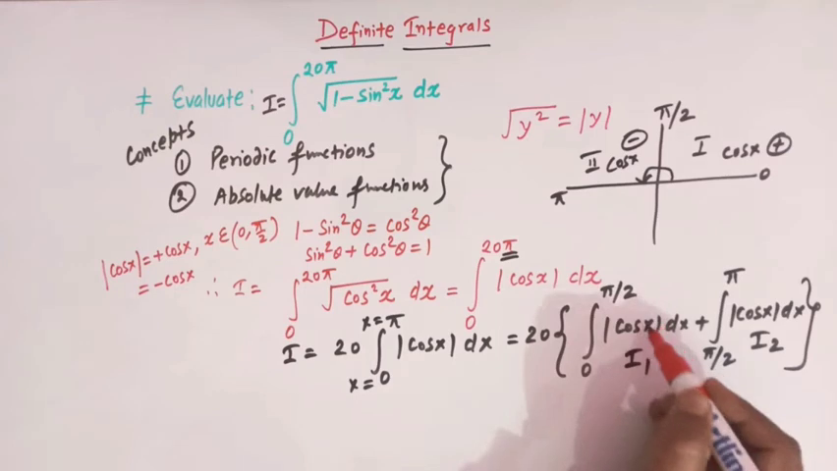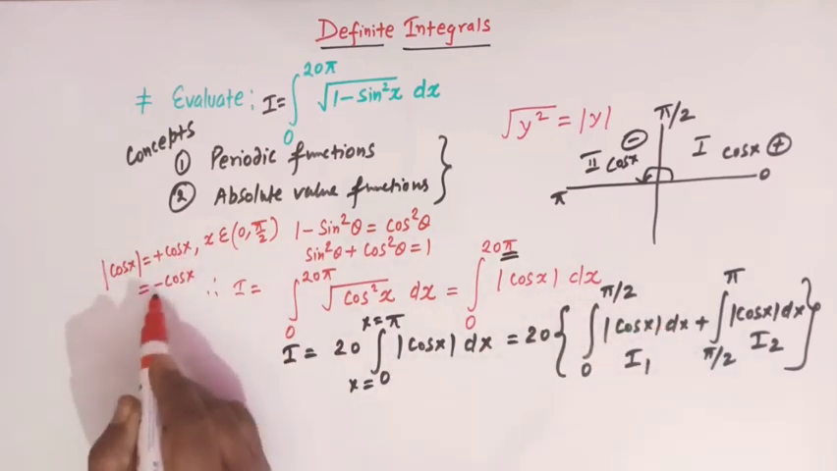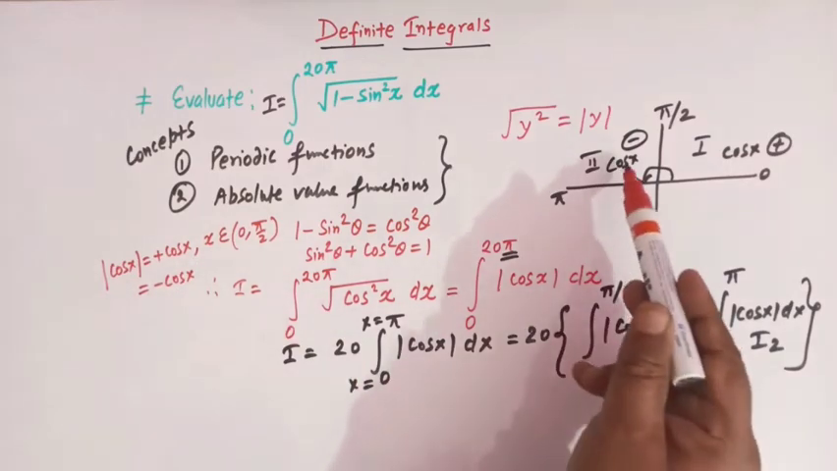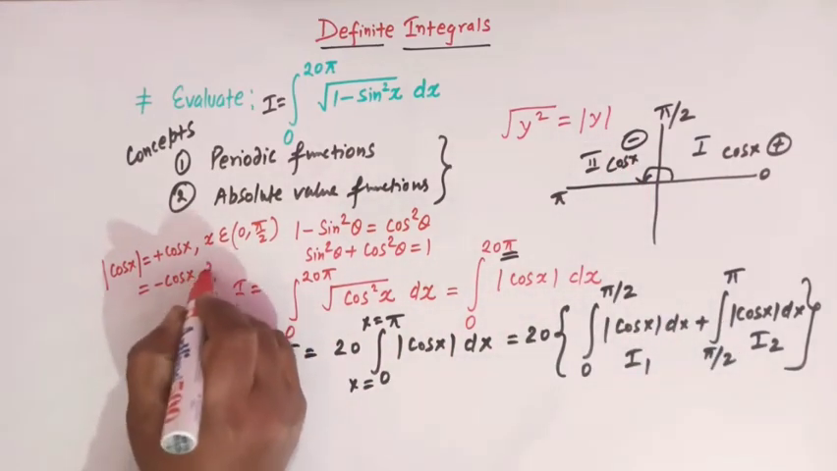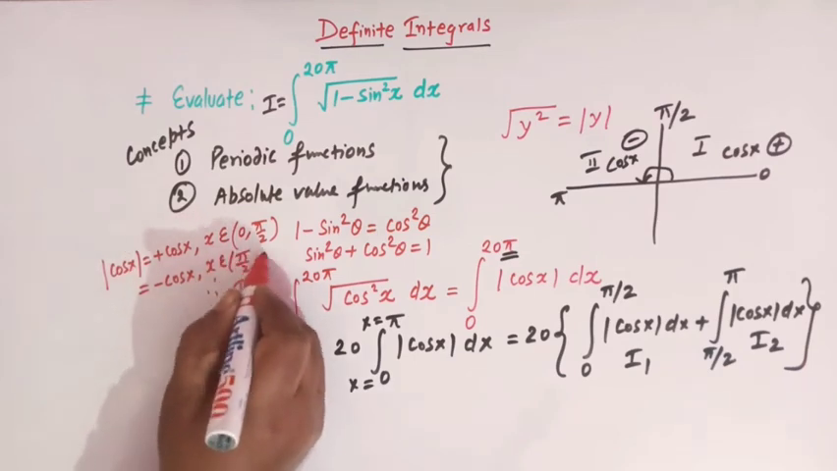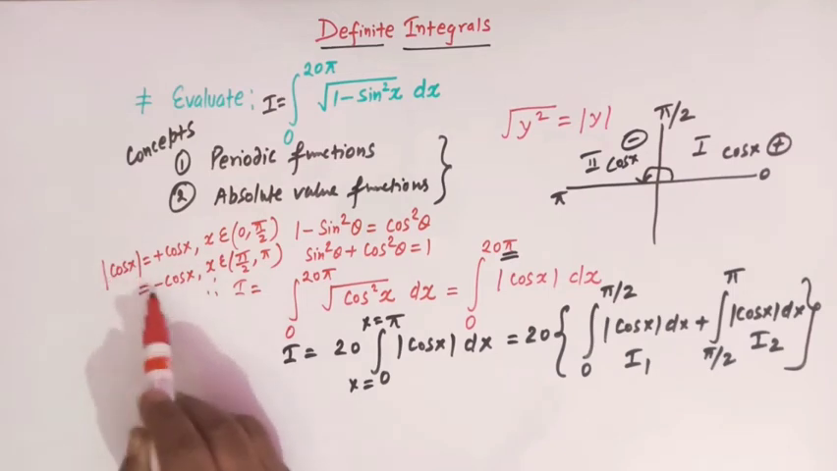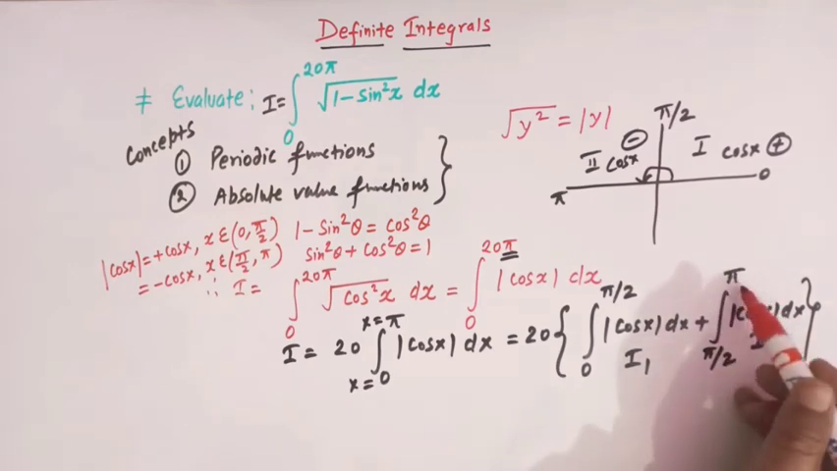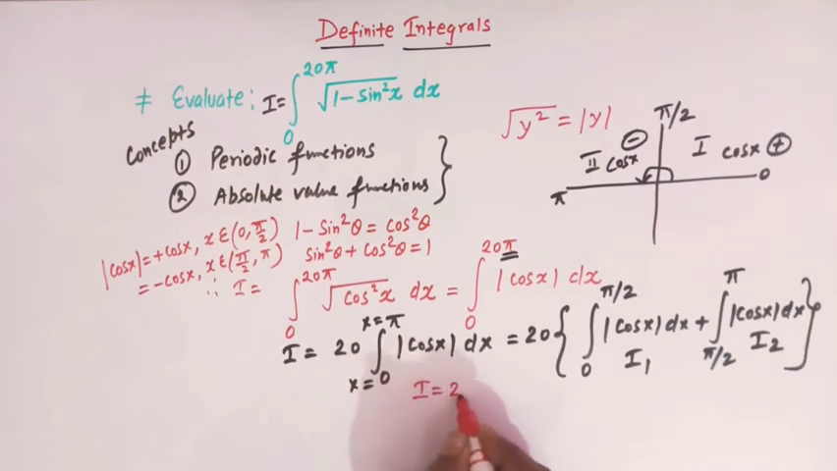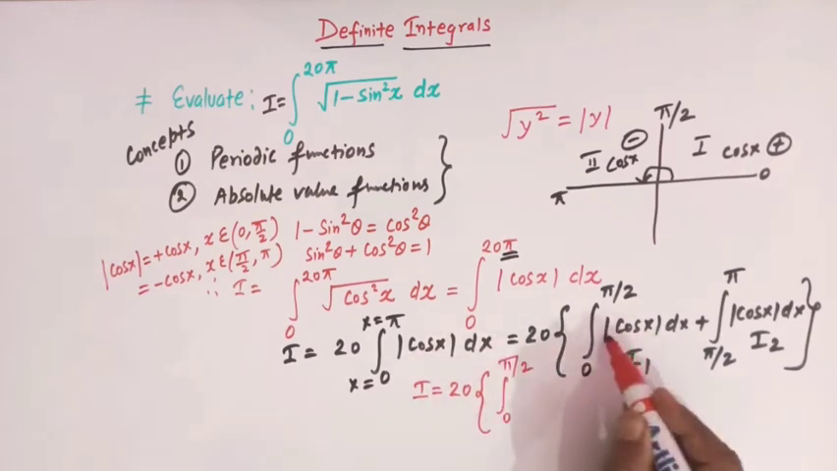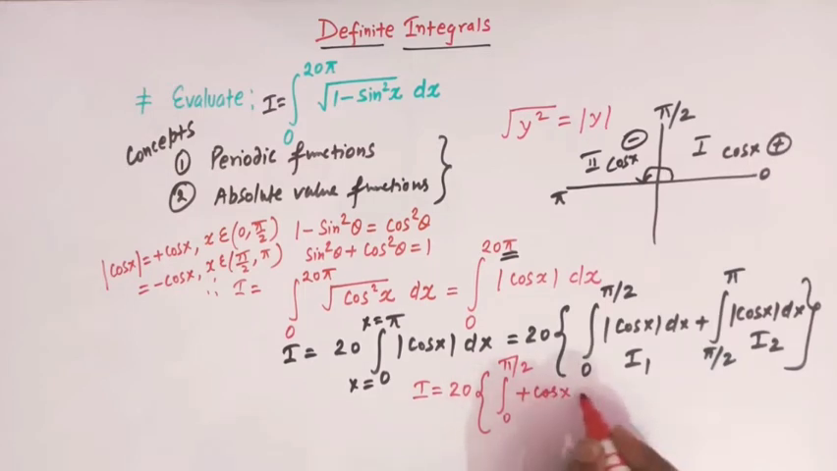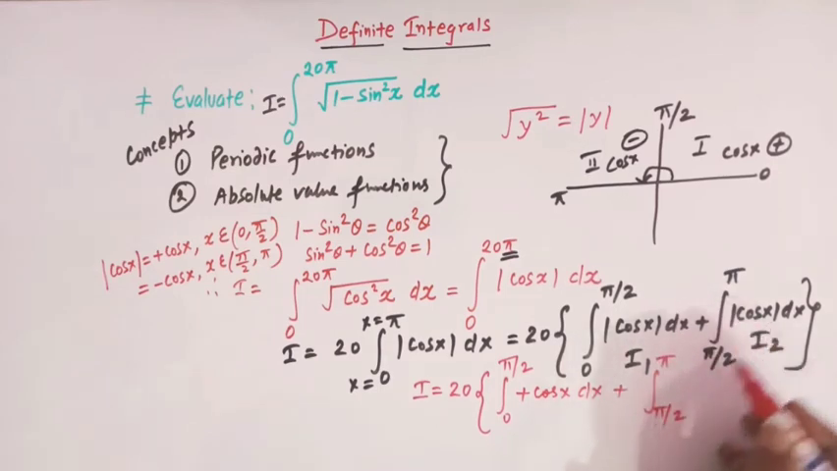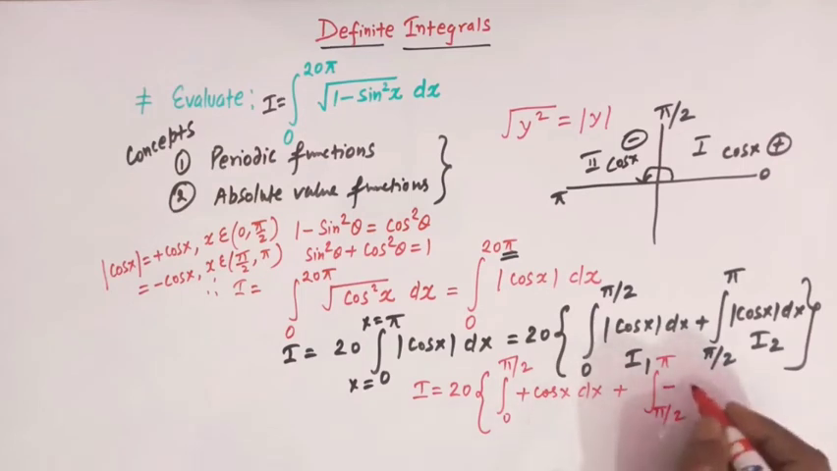So mod of cos x is plus cos x, and mod of cos x is equal to negative cos x because we are now in the second quadrant. So x belongs to pi by 2 to pi, right? So here mod of cos x is equal to negative cos x when x varies from pi by 2 to pi, right? So now this integral I can be written as 20 times the integral from 0 to pi by 2 of plus cos x dx, plus the integral from pi by 2 to pi, where mod of cos x is equal to negative cos x, right?